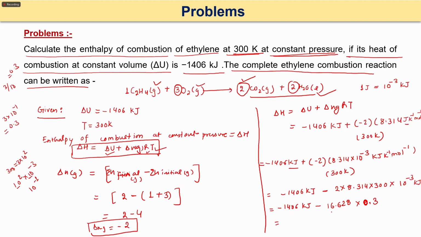Now if you solve this, minus of minus will be plus. First you will multiply this, and then you will add it to minus 1406, and you will get the answer again as minus 1410.9 kilojoule. Okay, so if you solve this, you will get this. So this is what your value of delta H is, which is equal to minus 1410.9 kilojoule.